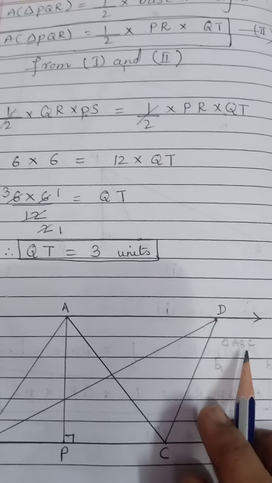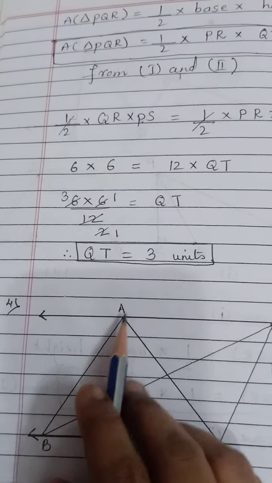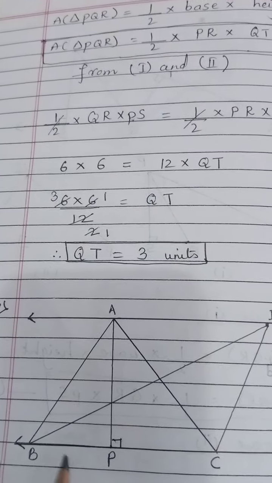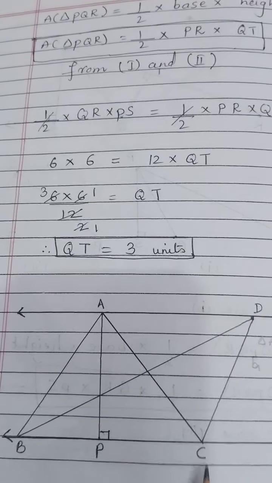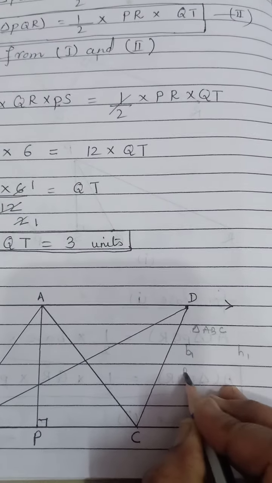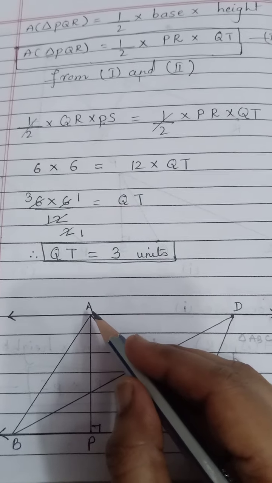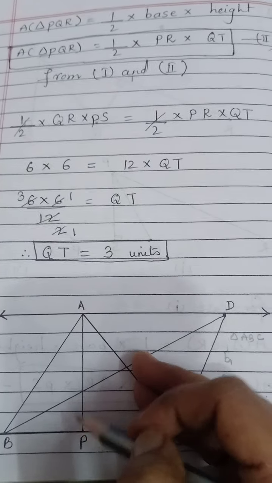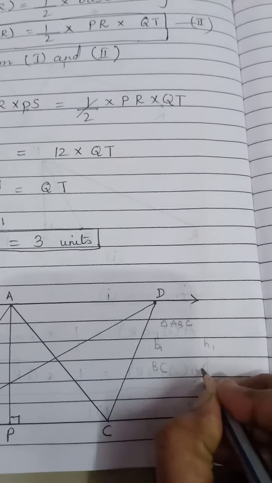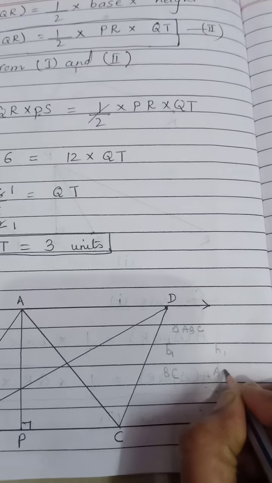So in triangle ABC we will find the base. Definitely the base will be BC. Then height is nothing but the perpendicular on the base. AP is perpendicular, so I will write here AP is the height.